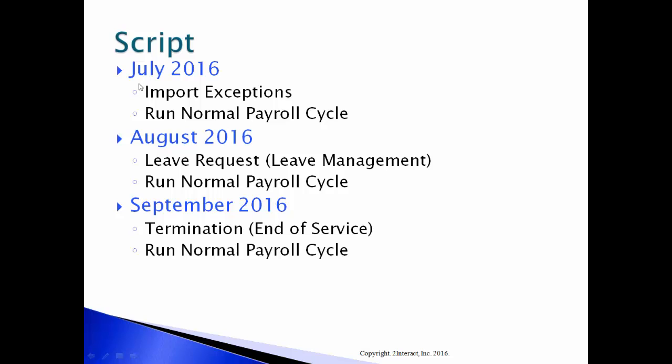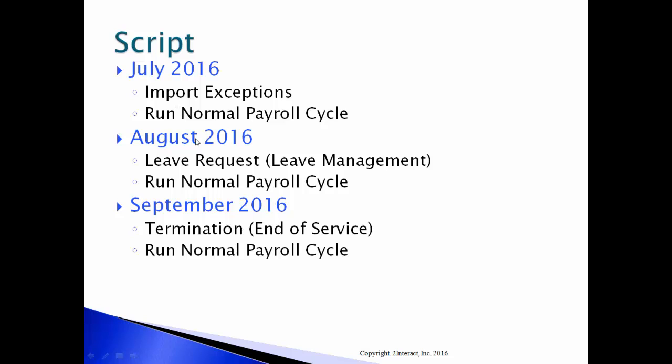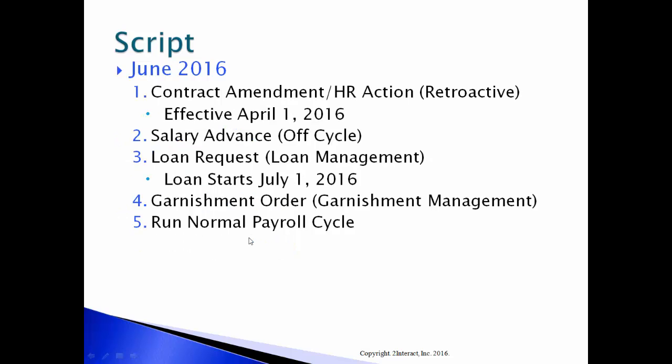Once we've done that, we're going to move into the month of July. We're going to import exceptions in the month of July and run a normal pay cycle and see how those exceptions are processed and how the changes and the processes that will run in June are going to affect July. Then we're going to move into August, during which we'll keep it simple. We'll just put in a leave request and see the impact of a leave request on the normal pay cycle. And finally, we move into September, where we're going to terminate somebody and then see what that does to their payroll. So that's relatively simple, but there's quite a lot of things that will be happening. So pay close attention and you'll see how sophisticated and how seamlessly integrated all these processes are in Interact HRMS.